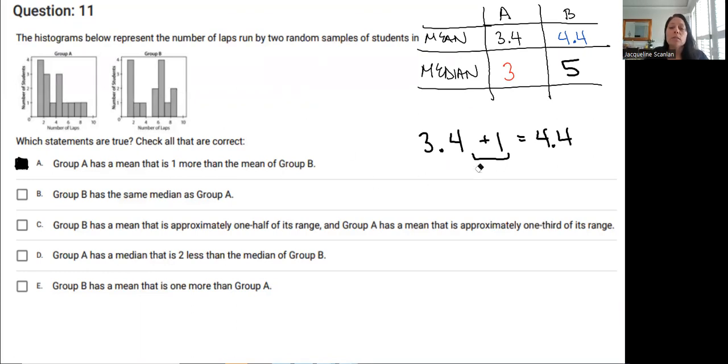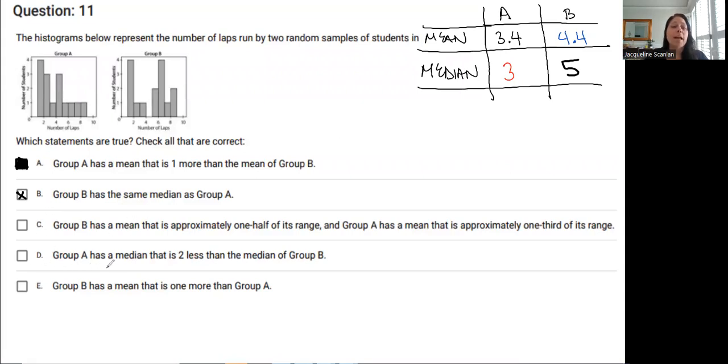Okay, group B. Answer choice B. Group B has the same median as group A. Well, you can see that's false. The median of group A is 3, the median of group B is 5, so that is false. I'm going to skip C. We'll come back to it.